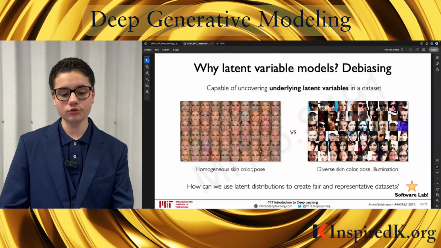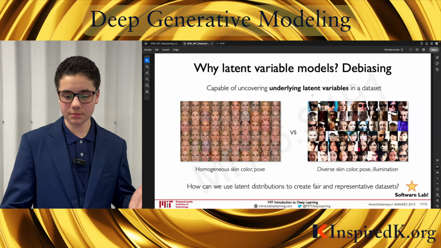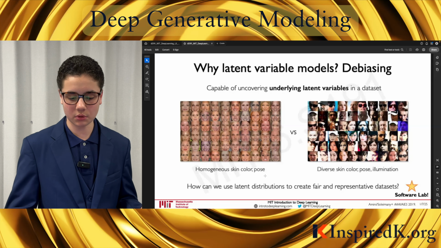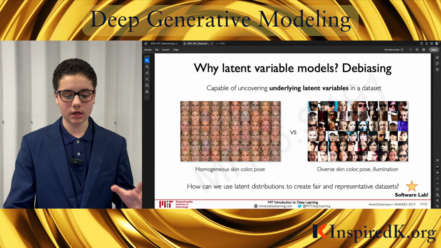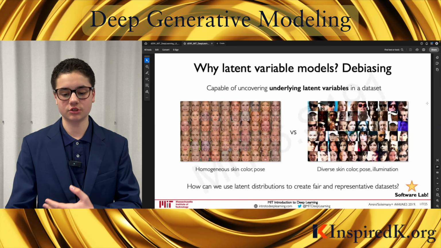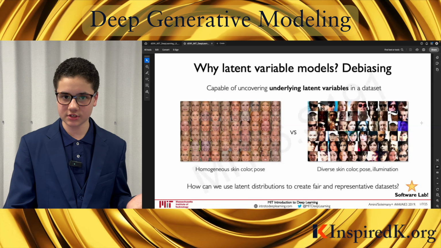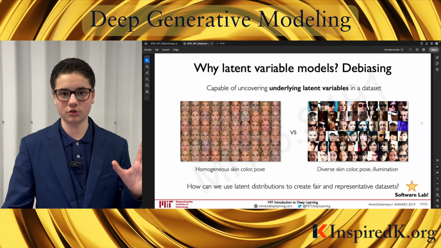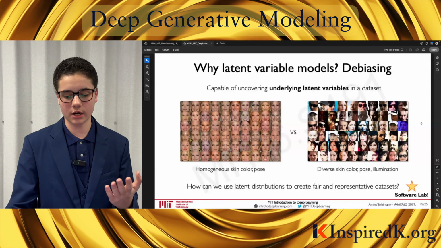Again, we can use our latent variables for debiasing because now with our latent variables or the underlying representations in images, we can understand what specific images are underrepresented in a given dataset, and we can sample them more often from our latent space so our model is more diverse and understands all kinds of images.